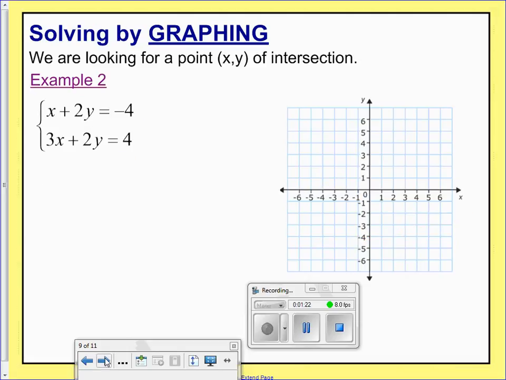In this problem, there are multiple ways we can actually graph this. So I'm going to show you two different ways. The first way, we're going to take this bottom equation and put it into slope-intercept form. I'm going to subtract 3x from the other side because my goal is to solve for y. That will cancel, and I have 2y equals negative 3x plus 4.